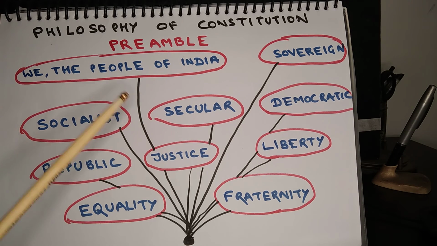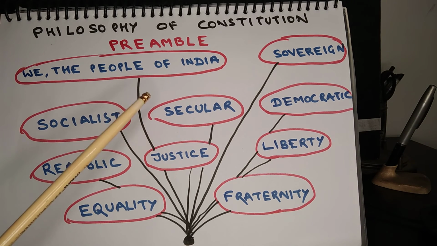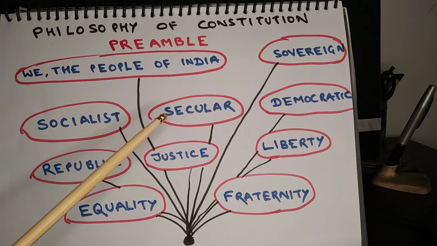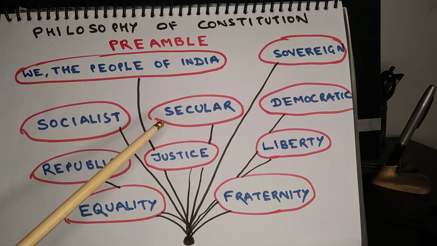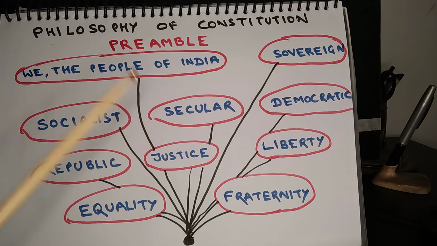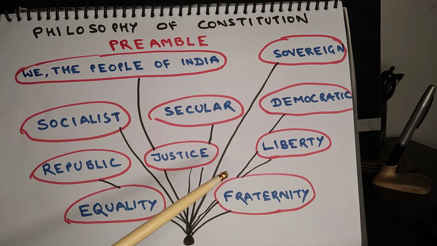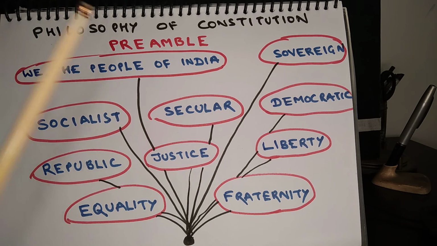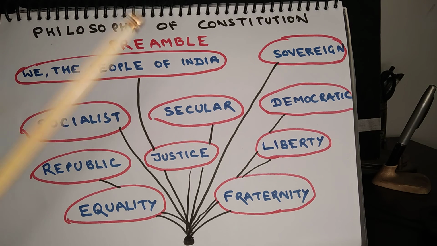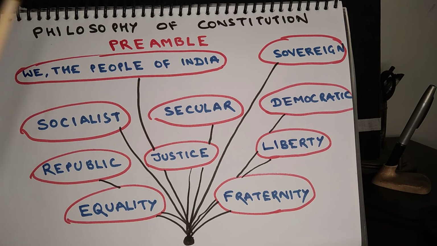Secular means that no religion has got the status of official religion in India, and the government does not interfere in religious matters of the individual. The government only interferes when there is a threat to the social fabric or the threat to social calm.